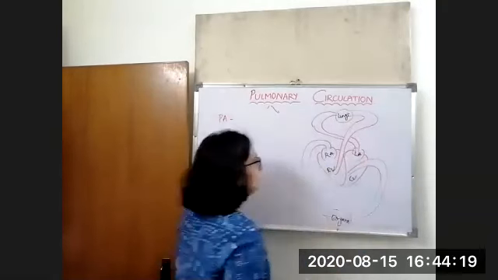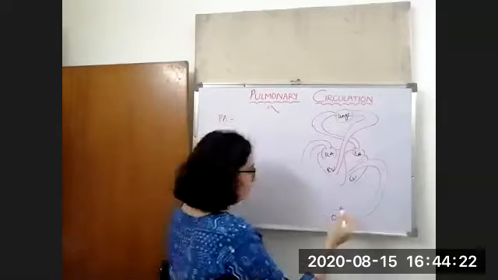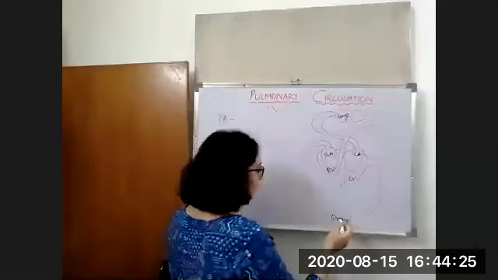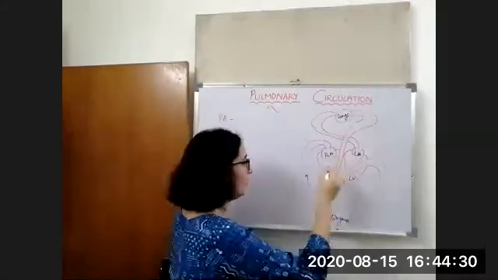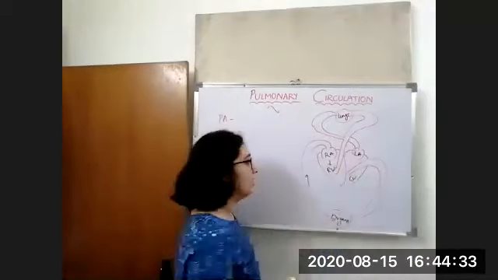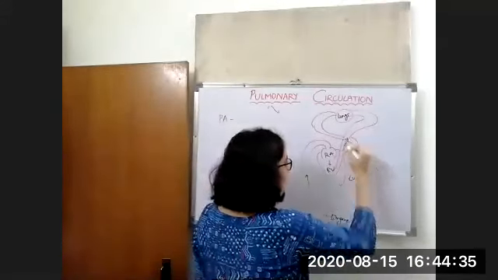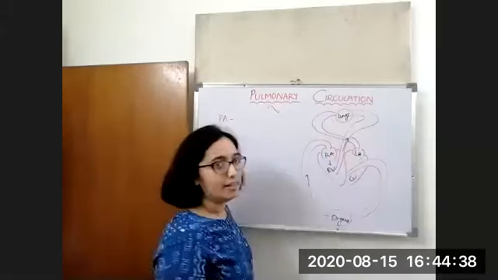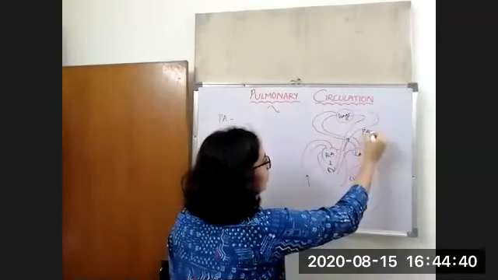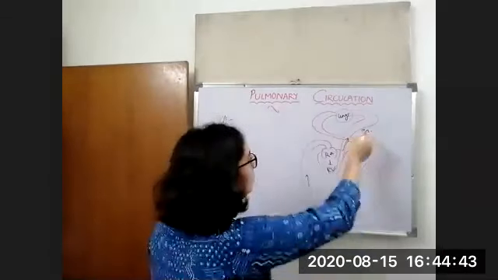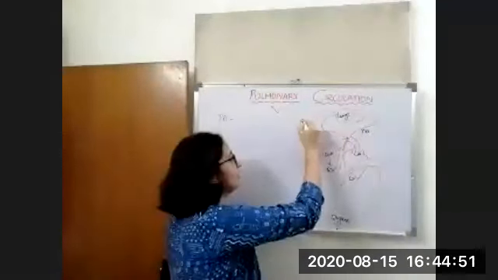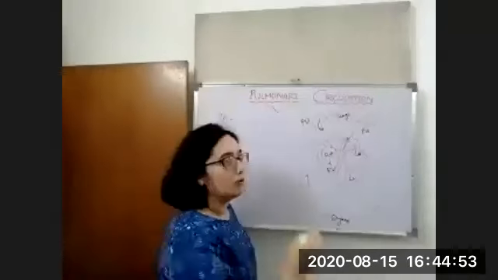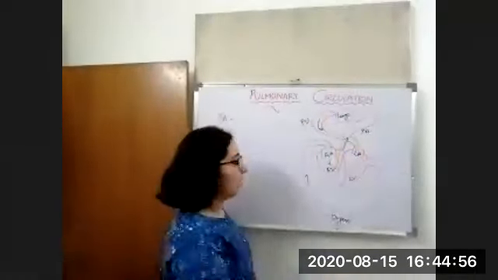So what happens? The deoxygenated blood from the organs goes towards the right atrium. It drains into the right atrium, and from there it goes to the right ventricle. From the right ventricle, through this artery, it goes to the lung. Now, what is this artery? This is your pulmonary artery. In the lung, the blood gets oxygenated, and it drains into the pulmonary veins. From the pulmonary veins, it drains into the left atrium.